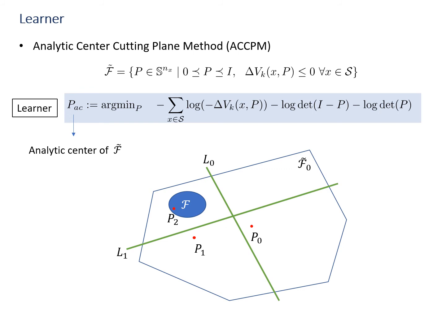As shown in this figure, choosing the Lyapunov function candidate parameter as the center of the localization set guarantees that there is always a large enough portion of the localization set removed, no matter how the cutting plane or the counterexample is chosen by the verifier. After computing the analytic center, the learner then queries the verifier module to validate the proposed Lyapunov function.